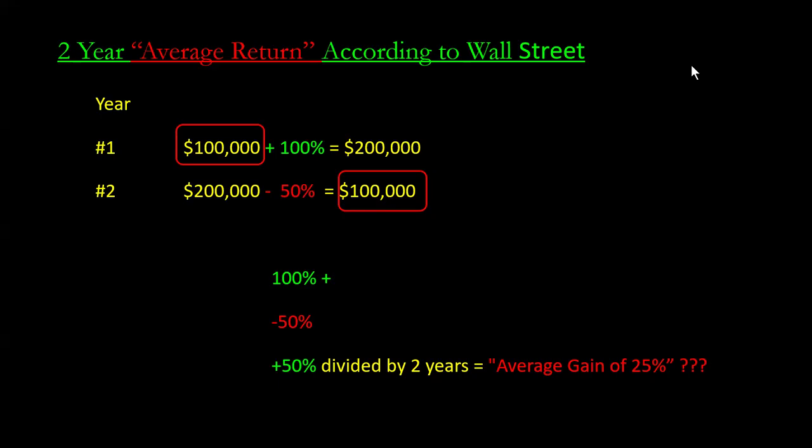Wall Street wants you to look at it this way. Hey, you had a 100% rate of return. You had a 50% loss. That's a 50% gain divided by 2 years, average gain of 25%. It's mirage language, guys. So you have to understand and teach people that the only thing that really matters is what's really happening with your money.